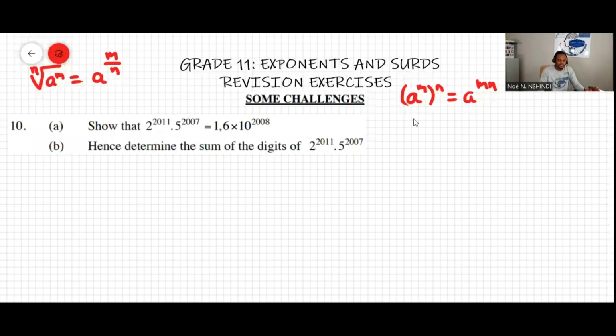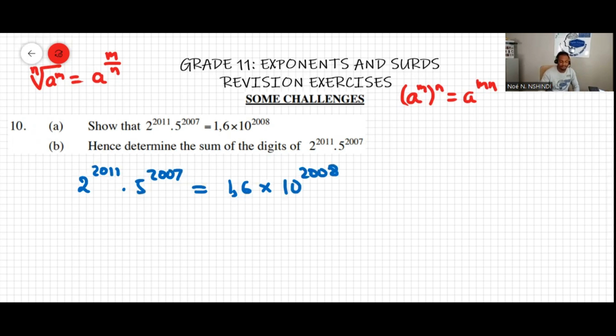Well, question 10 says, show that this expression equals that expression. Hence, determine the sum of the digits. Okay, quite interesting. So we have 2 to the 2011 multiplied by 5 to the 2007. We need to prove that this is 1.6 multiplied by 2 multiplied by 10 to the power of 2008.